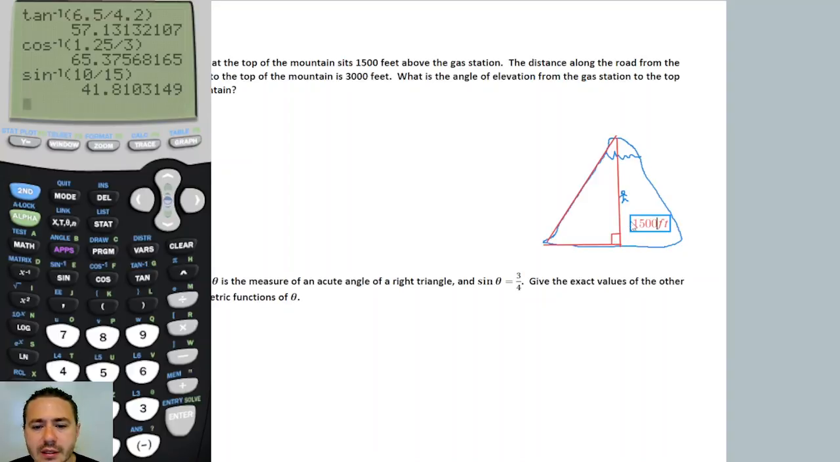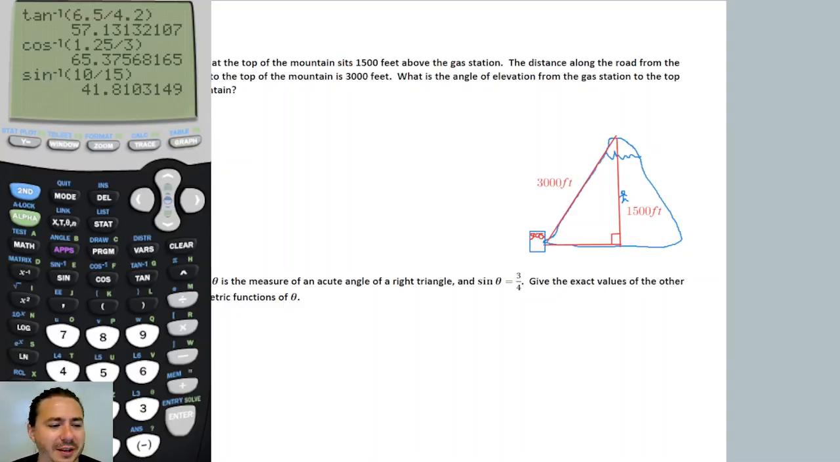Okay, the distance along the road from the gas station to the top of the mountain is 3,000 feet. What's the angle of elevation? So this would be 3,000 feet. What is the angle of elevation from the gas station to the top of the mountain? So I guess the gas station then is right here. Here's my little drawing of a gas station.